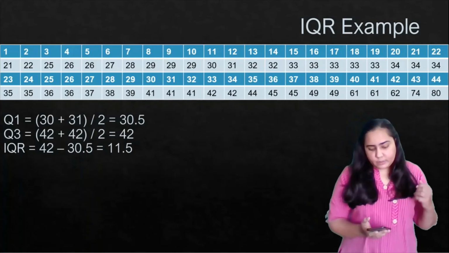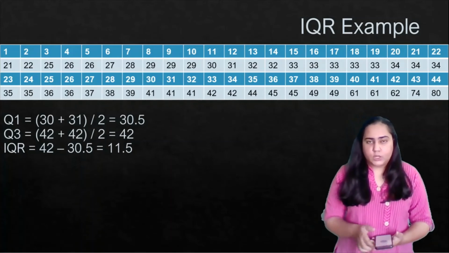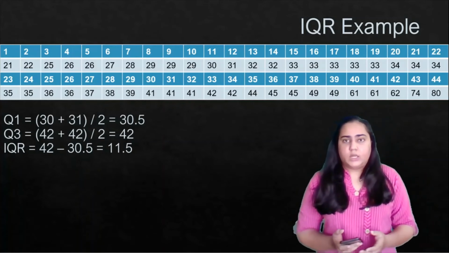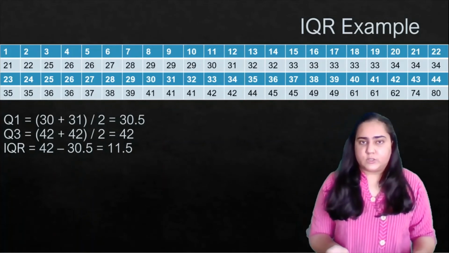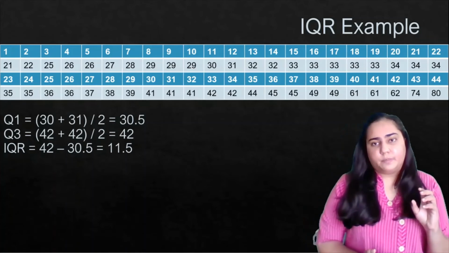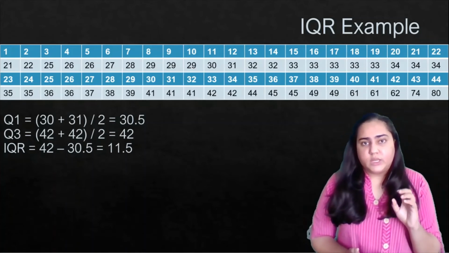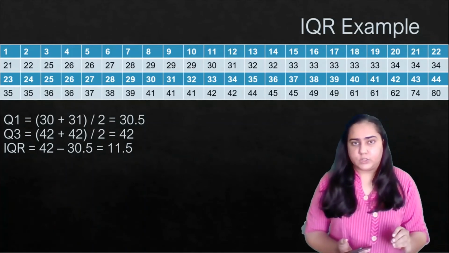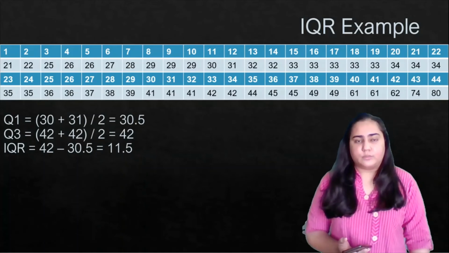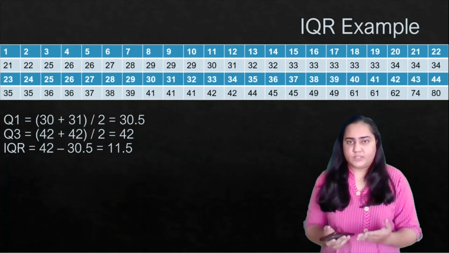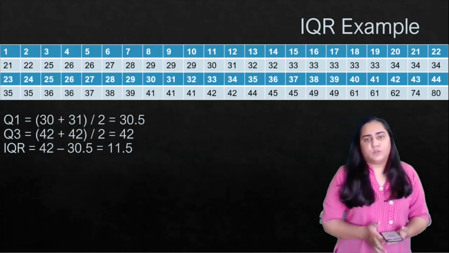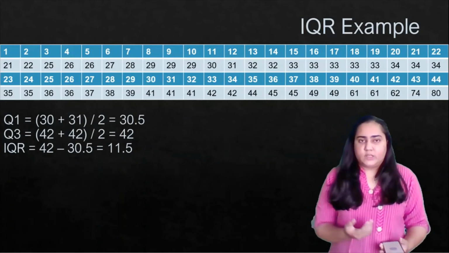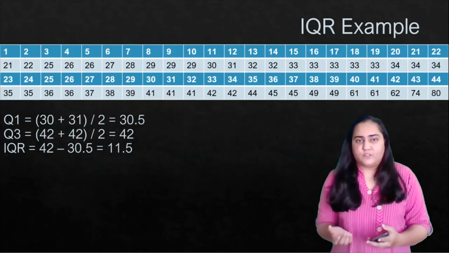Now I need to find the median of my second 50%, which is the one below it. To find the median of that, once again, there are 22 observations. So the middle points are going to be the 33rd and the 34th observations, which are 42 and 42. So if I do 42 plus 42 divided by 2, it's going to give me 42 itself. So my Q1 is 30.5 and Q3 is 42.